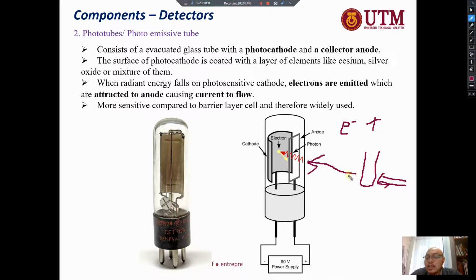The higher the intensity, and different wavelengths, will affect the production of the electrons. The more light rays pass through, the more electrons will be produced and reach the anode, and also create a potential difference that can be read by our data reader, by the computer. So don't memorize everything. You just need to understand the concept. We have the barrier cells, we have the phototubes, and next we will learn about another detector.